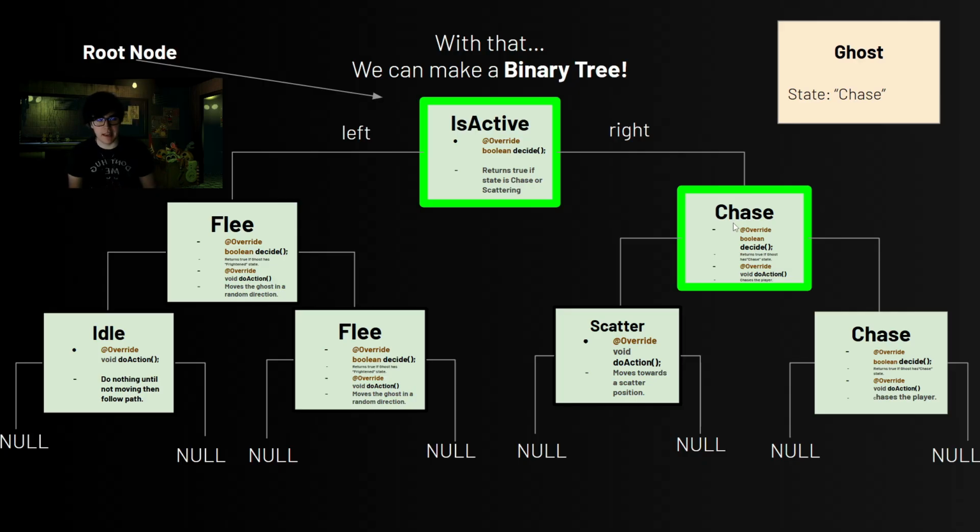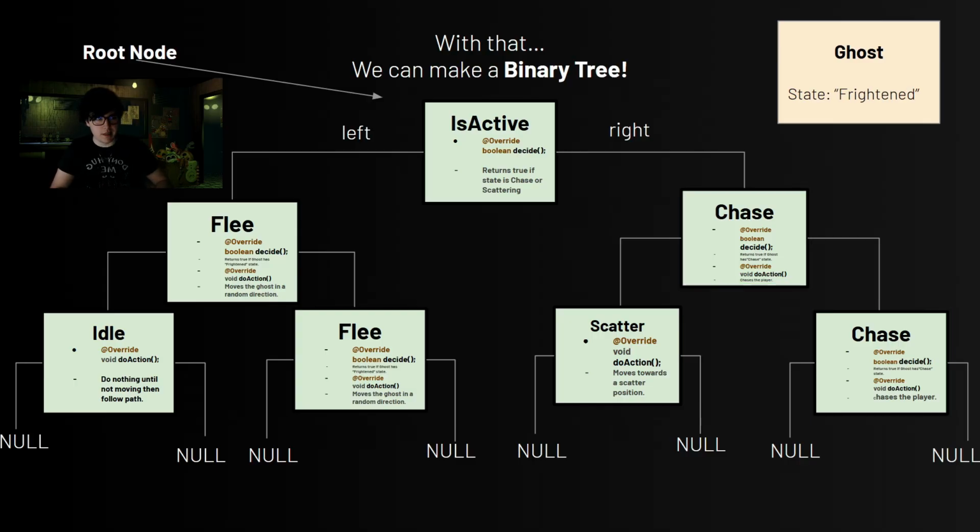Again, first thing I'm looking at, am I a leaf node? Nope, I am not. We execute the decide method of chase, and we get returned true, because it returns true if the ghost is just in a chase state. And then we end up here. And since we are a leaf node, we now chase the player. Awesome. So this is how the decision tree works. I'll go through one more example.